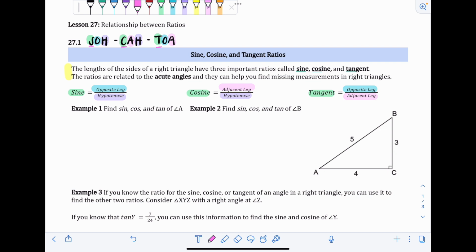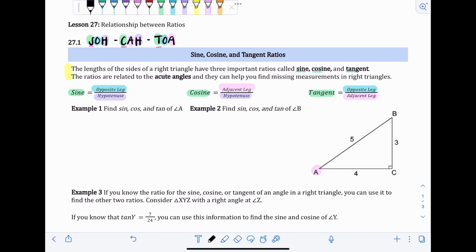on the right here. So example 1, we're going to find sine, cosine, and tangent of angle A, so over here. And then example 2, we'll pretty much do the same thing, but we'll switch to angle B. So we don't really use sine, cosine, and tangent for the right angle. They are for the acute angles of a right triangle. And that's what's mentioned up here. The ratios are related to the acute angles.